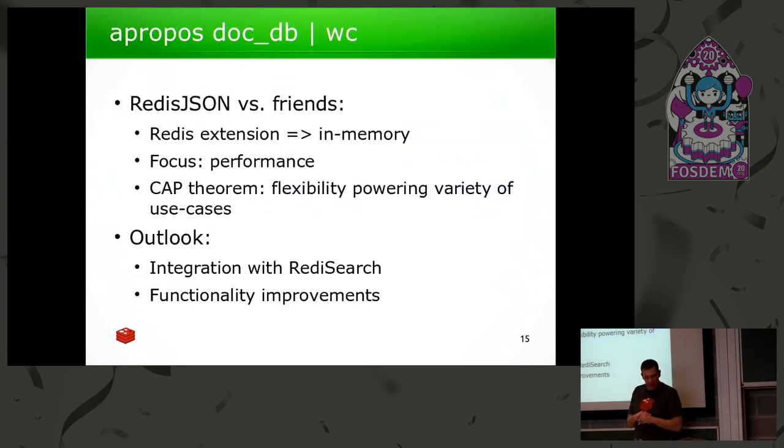Short recap. RedisJSON, of course, is a document-oriented DB and is basically an extension of Redis, and this is purely aimed at, or the primary use case is, in-memory processing. So the focus is on what Redis comes with natively: high performance and low latency, as in maximum throughput.